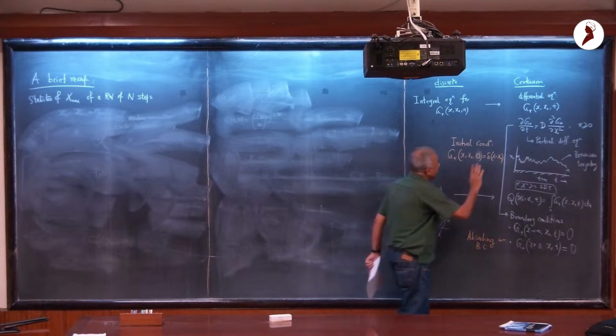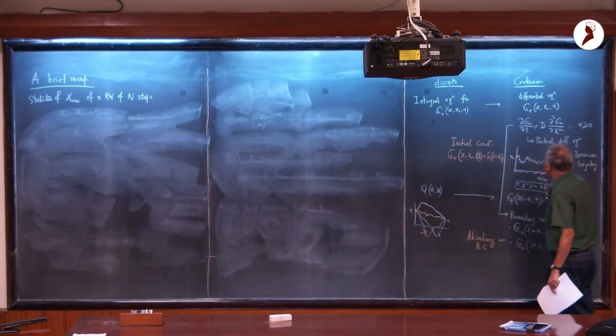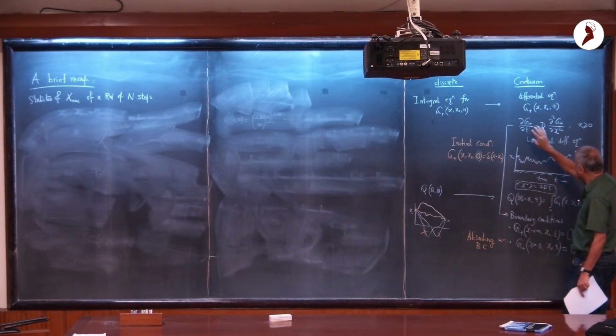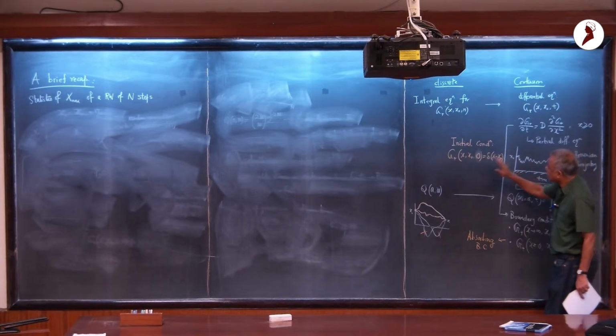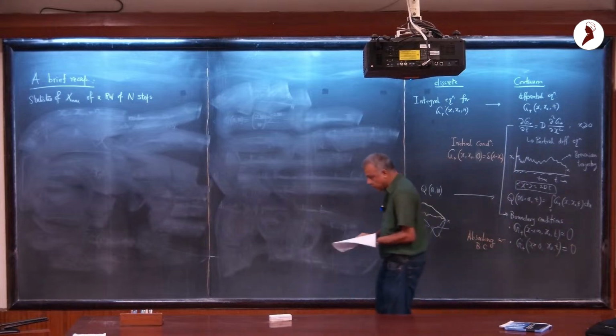Okay, so our problem is clear. So this is our equation, PDE, and these are the two boundary conditions, and this is the initial condition. So how do I find the solution?